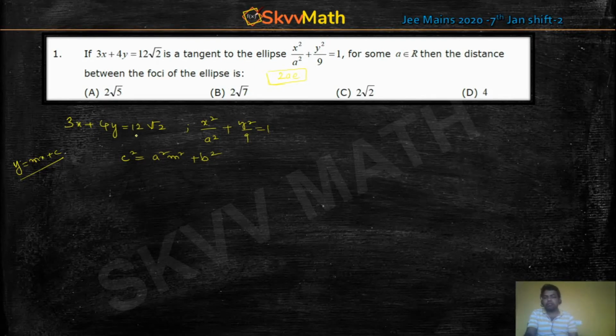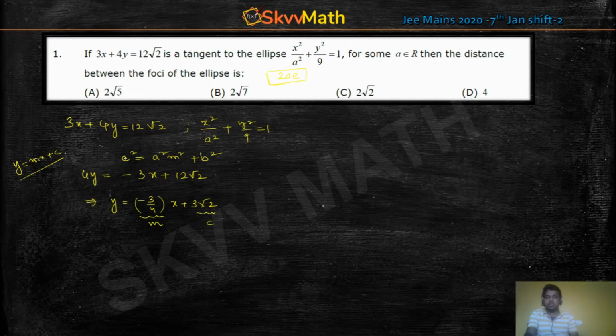From this you have to first write the line in the form y equals mx plus c. So 4y equals minus 3x plus 12 root 2. First you write that. Then y equals minus 3 by 4 x plus 12 root 2 by 4. 12 divided by 4 is 3, so this is 3 root 2. So this is y equals mx plus c, where this is m and this is c.